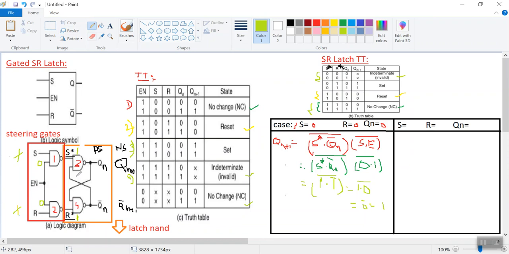Why? Because the SR latch is the inbuilt circuit in this particular gated SR latch. So gated SR latch consists of two circuits. One is the SR latch using NAND and one is the steering circuit. So this is the concept regarding the gated SR latch. From this gated SR latch we can design the gated D latch also. So that is our next lecture.